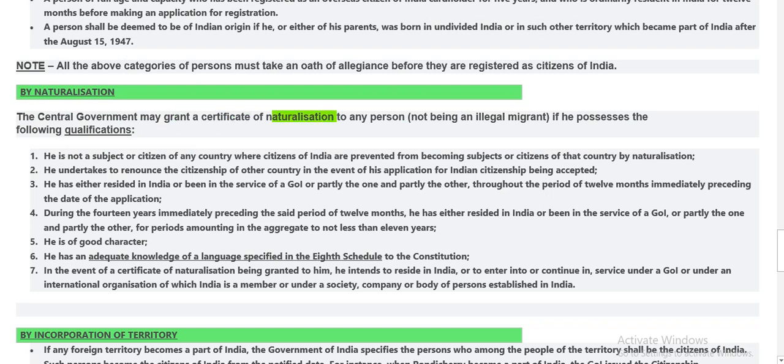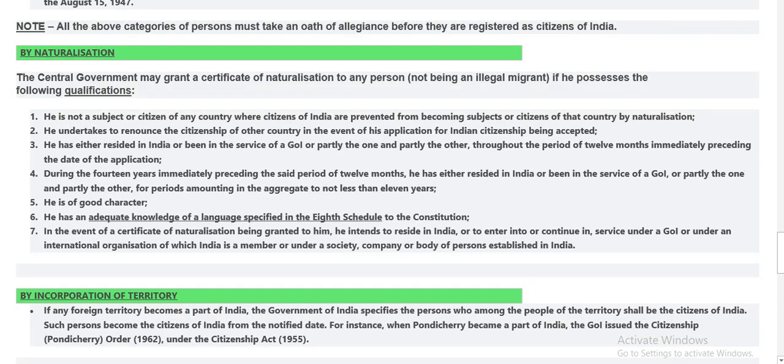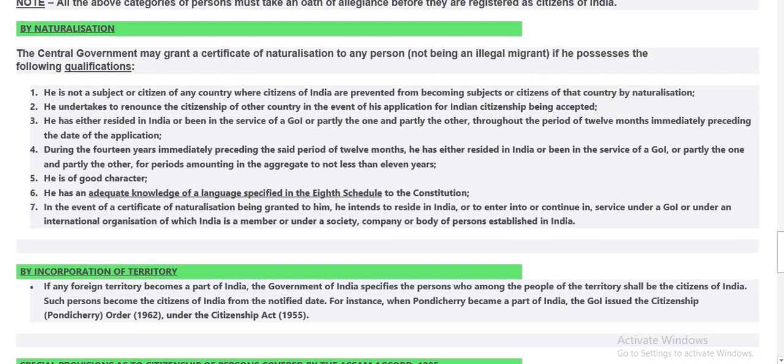India, by naturalization. The central government may grant a certificate of naturalization to any person, not being an illegal migrant, if he possesses the following qualifications. He is not a subject or citizen of any country where citizens of India are prevented from becoming subjects or citizens of that country by naturalization. He undertakes to renounce the citizenship of other country in the event of his application for Indian citizenship being accepted.